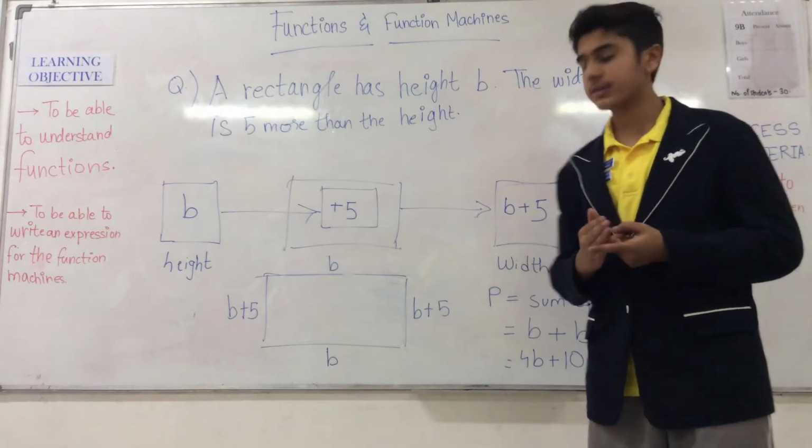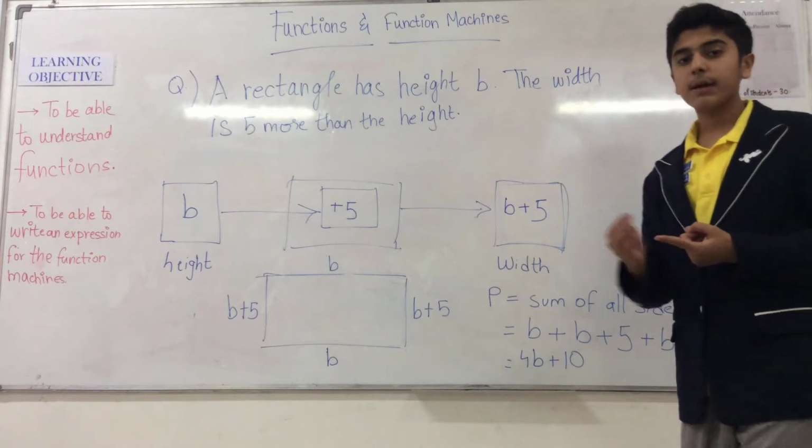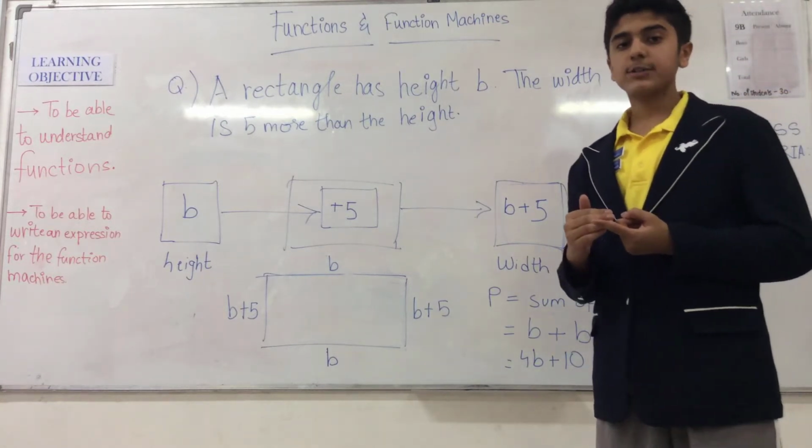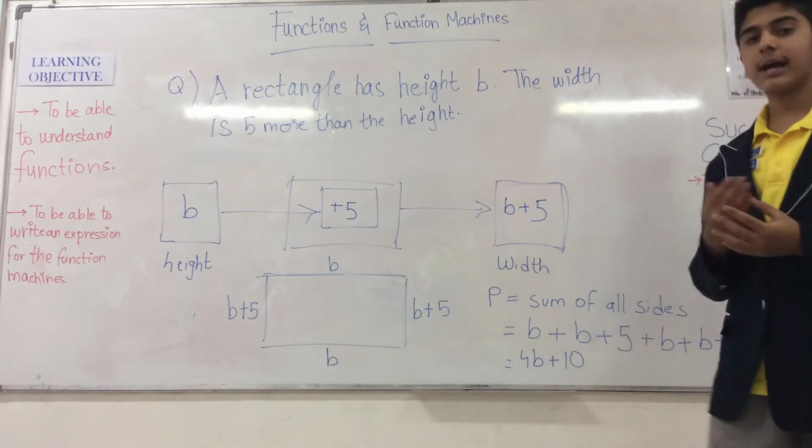So perimeter is equal to the sum of all these sides. So we will do b plus 5 plus b plus b plus 5. So when you add all of them up, you will get the answer as 4b plus 10. So that is the perimeter.